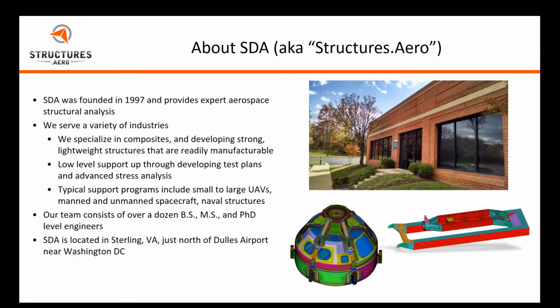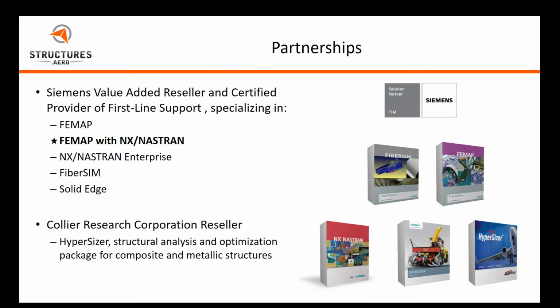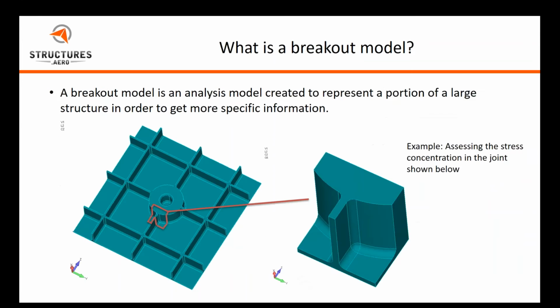Some of the projects we've worked on include Aerosonde, the Orion Crew Module, and the Shadow M2, basically in-atmosphere and out-of-atmosphere aerospace structures. We are a Siemens Value-Added Reseller, so we support Femap, NX, Fibersim, Solid Edge. We also support HyperSizer. So today we're going to spend the time looking into Femap.